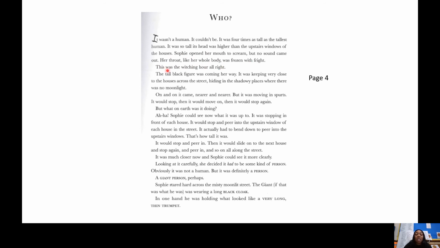Join in with me. This was the witching hour, all right. The tall black figure was coming her way. It was keeping very close to the houses across the street, hiding in the shadowy places where there was no moonlight.